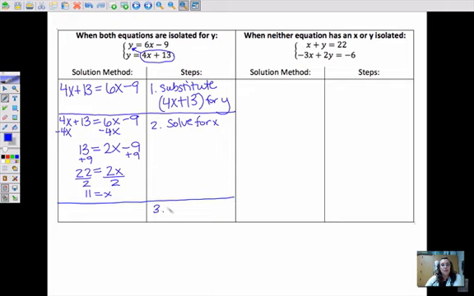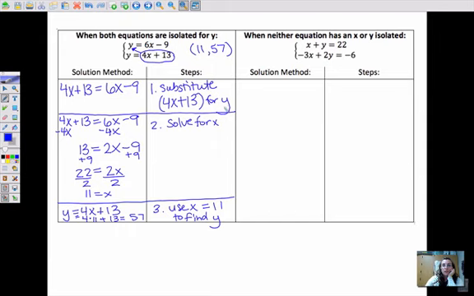Our last step is to use x equals 11 to find y. So y equals 4x plus 13. So I'm going to multiply 4 times 11 and add 13 to get my y. So that means 44 plus 13, that'd be 57. So my solution is 11 for x and 57 for y.